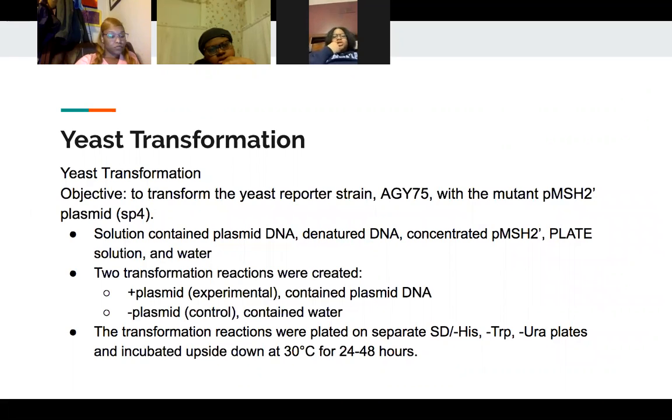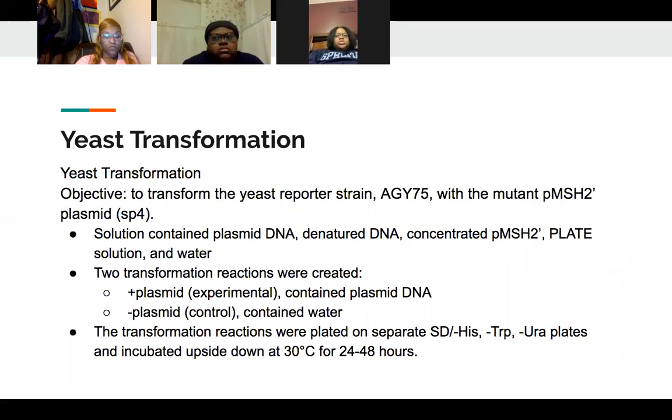Another part of the experiment was yeast transformation, and the purpose of this particular part was to retransform the yeast reporter strain AGY75 with the mutant MSH2 plasmid, which was our SP4. So the solution contained plasmid DNA, denatured DNA, concentrated SP4 plasmid, and the plate solution along with water.